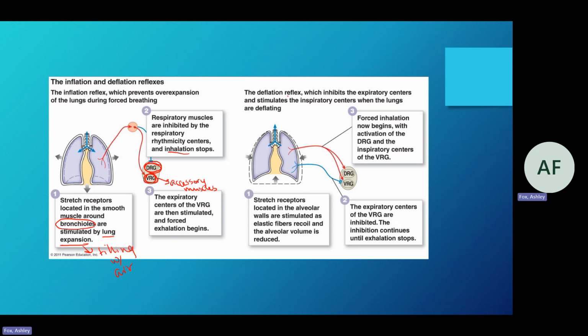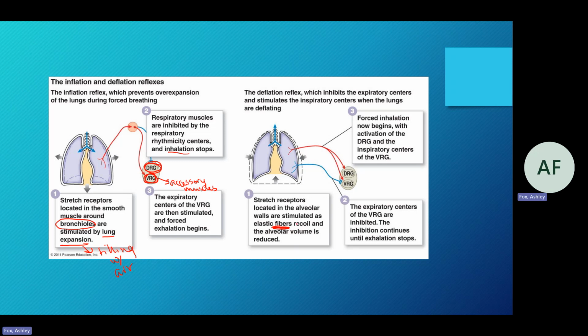In the deflation reflex, then we have the opposite. So stretch receptors, these are in alveolar walls, and this is where the elastic fibers are. Again, we'll see that in lab specifically. There's elastic fibers kind of surrounding the alveoli that help with stretch and recoil.